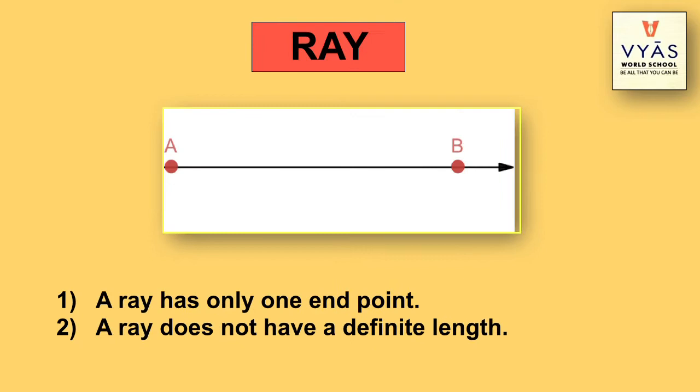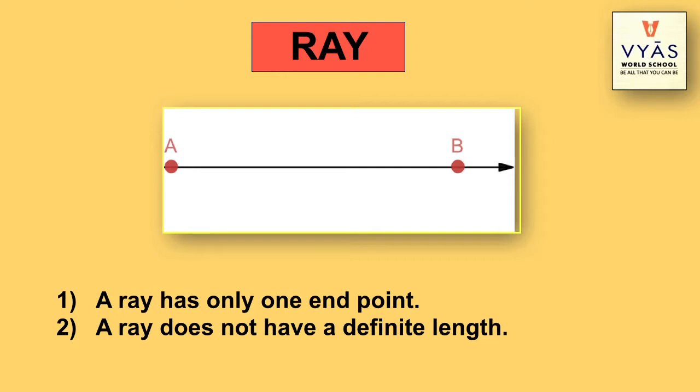Now children, I'm going to tell you about a ray. A ray has a starting point but no end point. That means a ray can be extended endlessly in one direction. As you can see on your screen also, the figure given is of a ray. It has one end point, and from the other direction it can be extended easily. A ray does not have a fixed length.